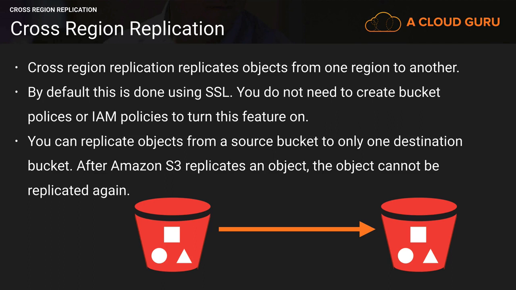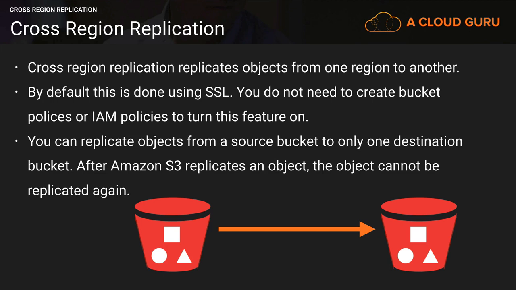Now, bear in mind that currently the way cross-region replication works is you can replicate objects from a source bucket to only one destination bucket. So you can't have a bucket going to one bucket, then off to another bucket. It's not like read replicas with RDS. It's literally a one-to-one relationship. Who knows if that will change in 2018 though? We'll just wait and see. But currently it's just from one source bucket to one destination bucket. And after Amazon S3 replicates an object, the object cannot be replicated again, at least not using cross-region replication.